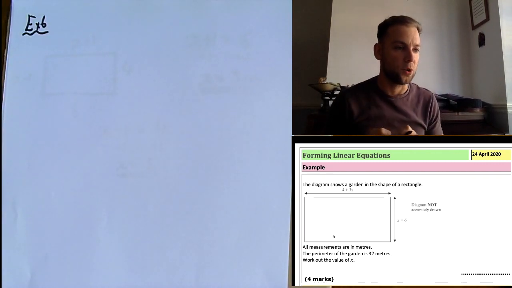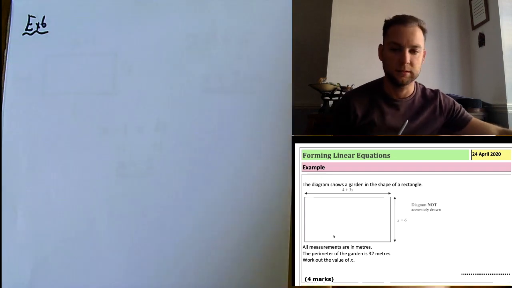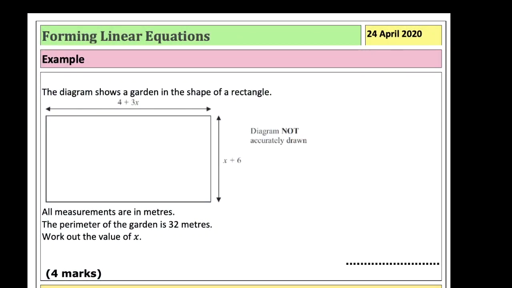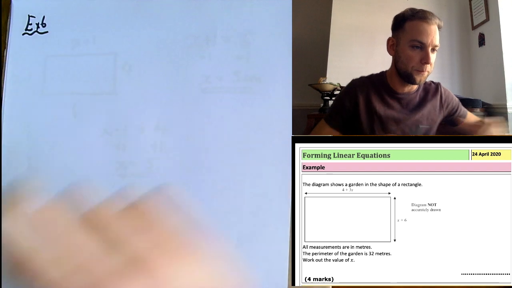So the diagram shows a garden in the shape of a rectangle. I'll make this big so you can see it. So the width of this is equal to 4 plus 3x, and the height of this is equal to x plus 6. All measurements are in metres. The perimeter of the garden is 32 metres. Work out the value of x. Now, if you think you can do that already, pause and have a go at that. I will go through this one.